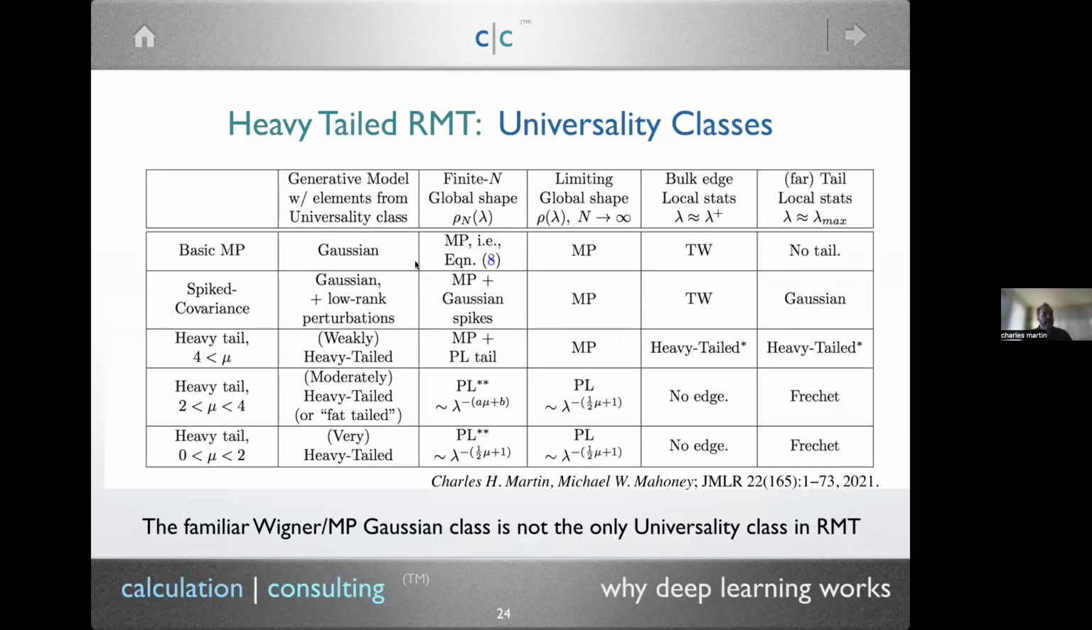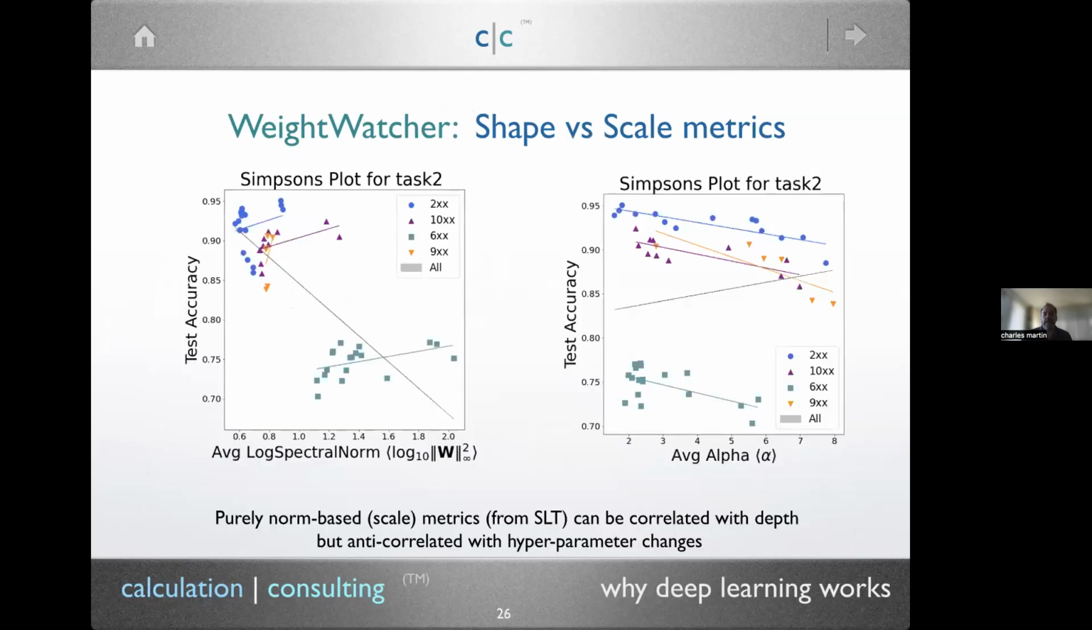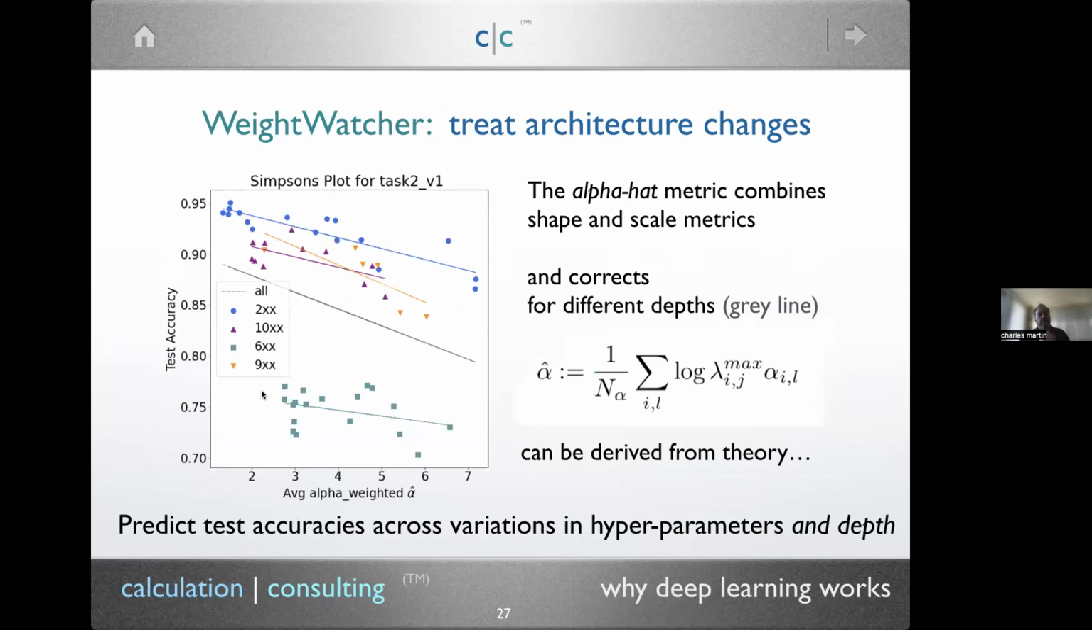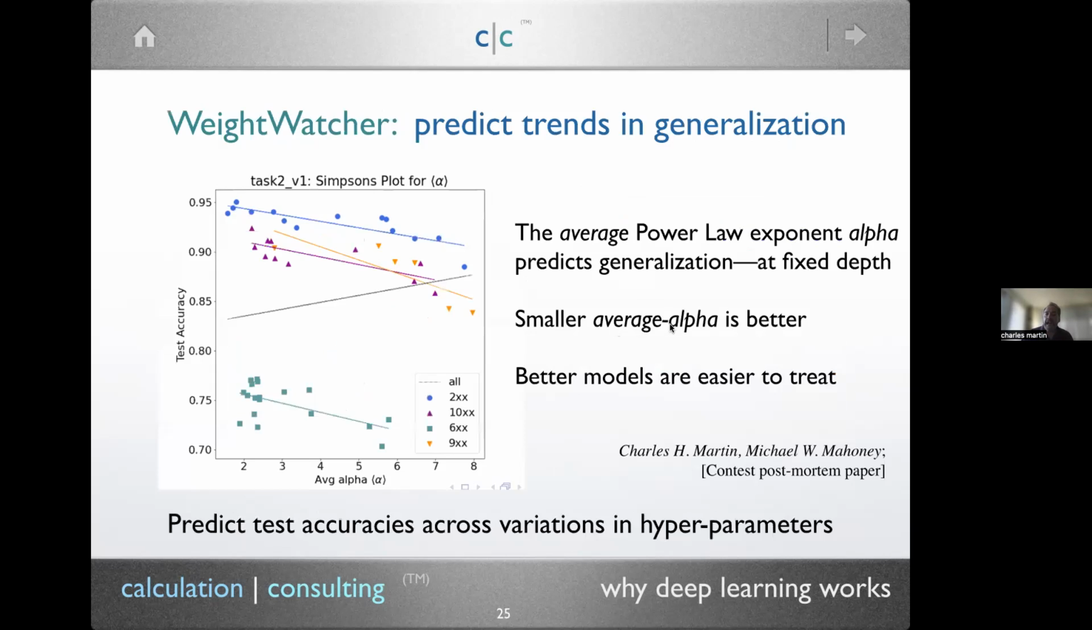We have a lot of theory where we match what we're doing to various universality classes and heavy-tailed random matrix theory. More interesting is, I'll show you this as a result from trying to predict the test accuracy. One of the things we found that we can do is if you take a model and you fix the depth and you vary the hyperparameters, we can actually tell you on average which model will perform better without looking at the test data, simply by looking at the weighted average, this alpha. The average alpha will actually tell you which models perform better when you vary the hyperparameters without looking at the test data.